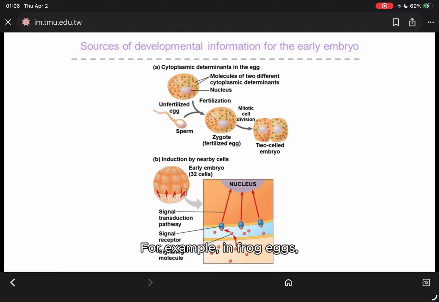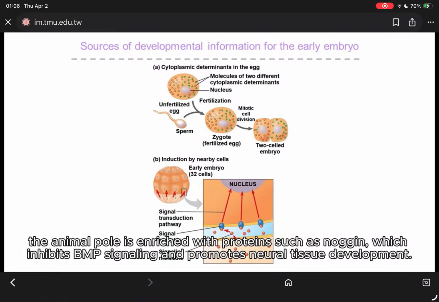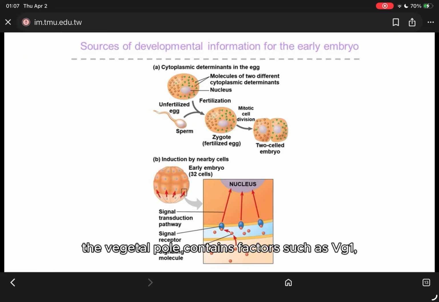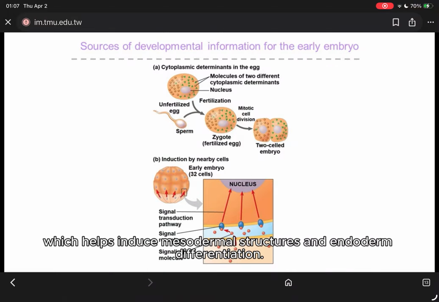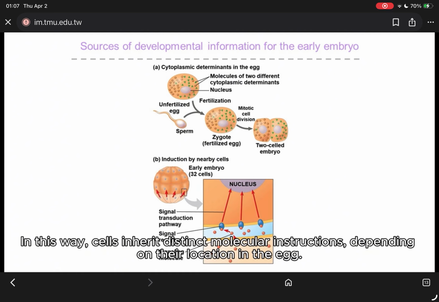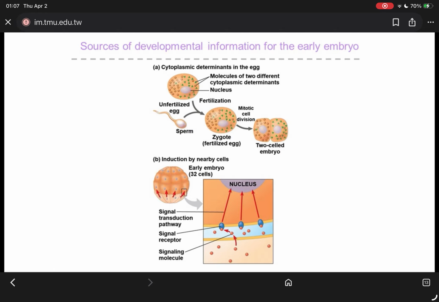For example, in frog eggs, the animal pole is enriched with proteins such as noggin, which inhibits BMP signaling and promotes neural tissue development. In contrast, the vegetal pole contains factors such as VG1, which helps induce mesodermal structures and endoderm differentiation. In this way, cells inherit distinct molecular instructions depending on their location in the egg.